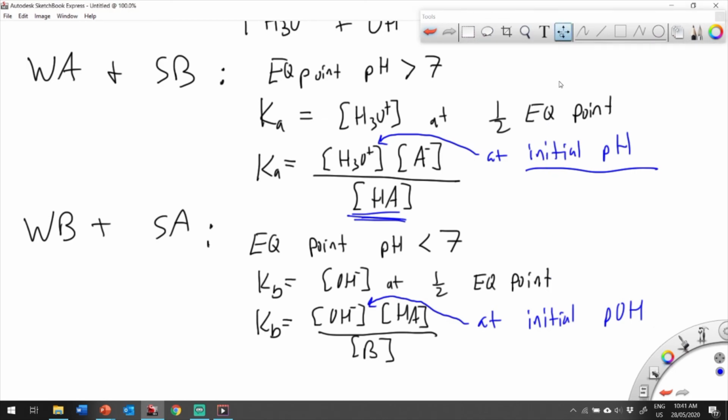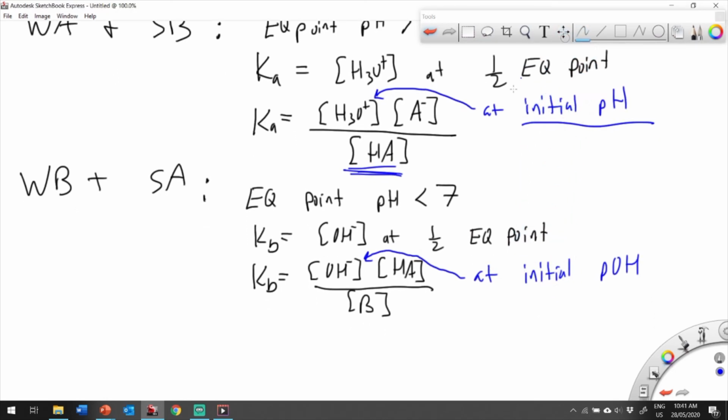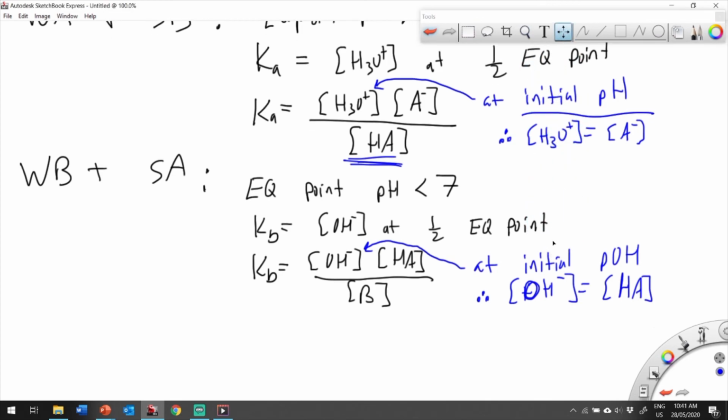Oh, and the final thing to note is that because of the way the equilibrium works, the concentration of H3O plus is the same as the concentration of A minus. And also make a note here that the concentration of OH minus is equivalent to the concentration of HA. And then you can go back and look and see the proof of that using the Rice table.